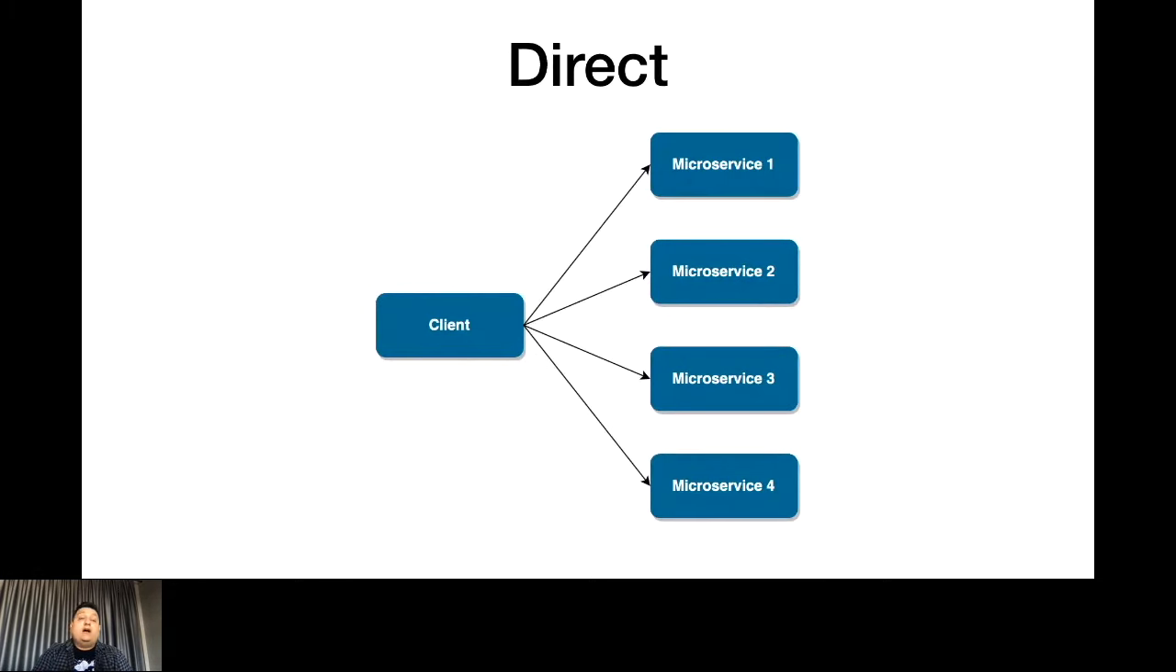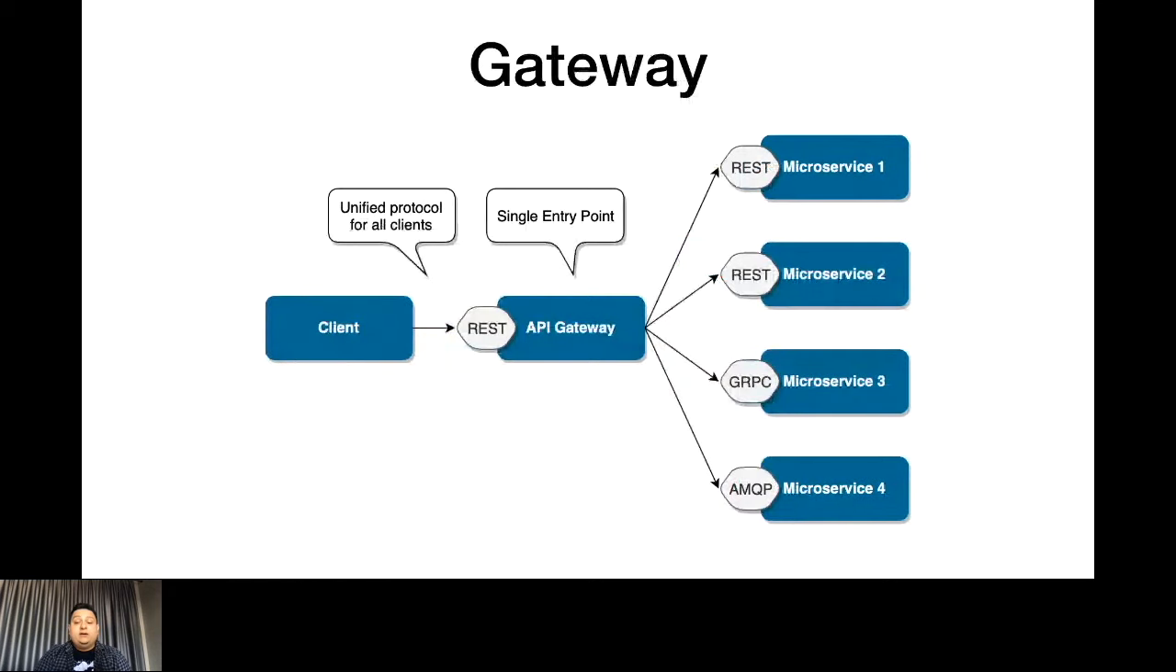So are there better solutions? Yes, and the first pattern to solve the problem is called gateway. In this case, the API gateway is a single entry point for our clients, and the API gateway handles all the translation between our client and different protocols, but also handles the communication between the services.